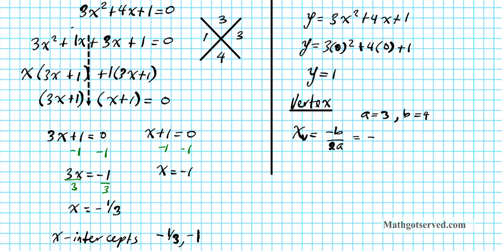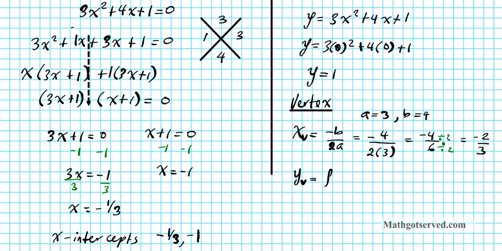We're going to have negative 4 divided by 2a, which is 2 times 3. This becomes negative 4 over 6. Divide top and bottom by 2, and we'll end up with negative 2 over 3. So there goes the x-coordinate of the vertex. Now let's find the y-coordinate of the vertex.